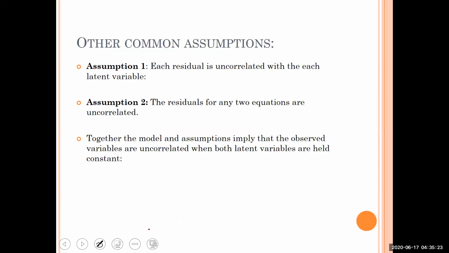Another assumption is that the residuals are uncorrelated with the latent variable, so no double-headed arrow between the latent variable and the residual. And the residuals for different factors are also uncorrelated.